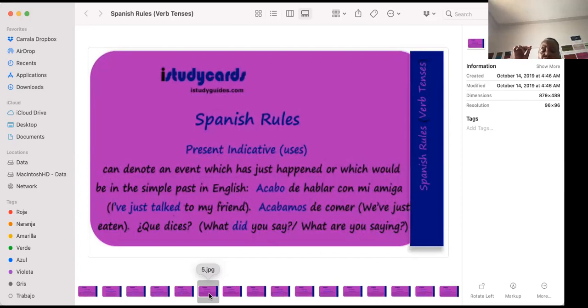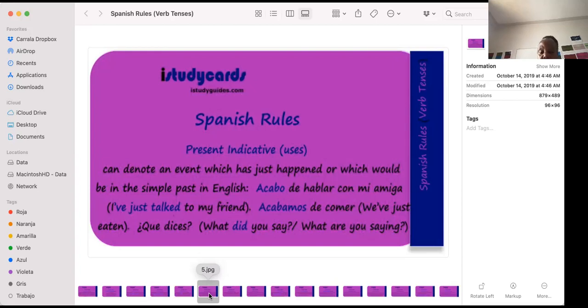In Spanish, you use the verb acabar, which means to finish. It's sort of idiomatic, and it means I've just talked to my friend. Acabo de hablar. I've just talked. Acabamos. Ooh, sometimes I get tongue twisted. Acabamos de comer. We've just eaten.